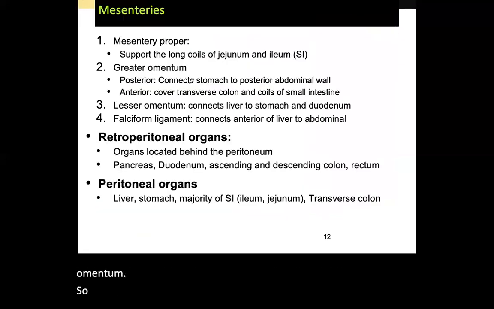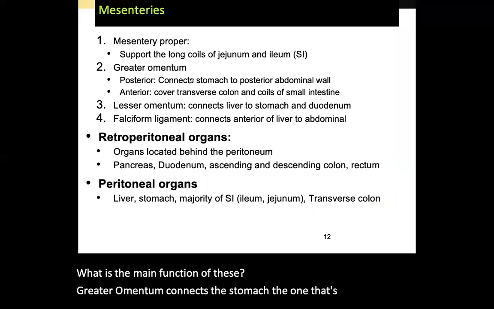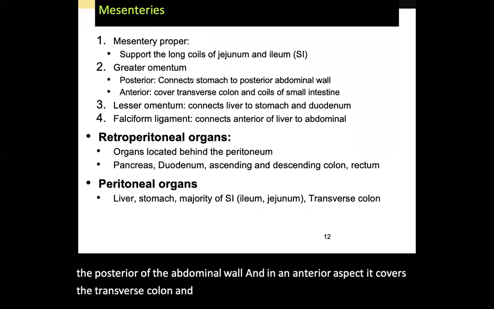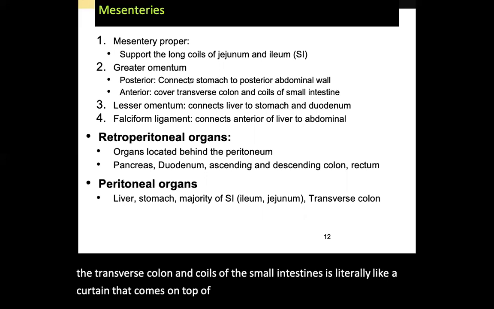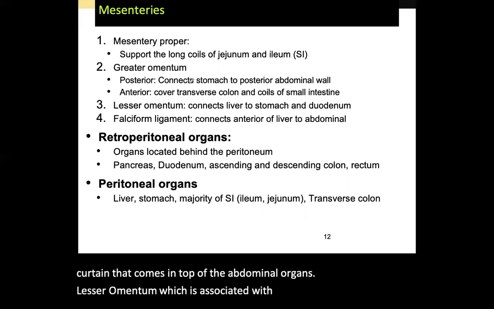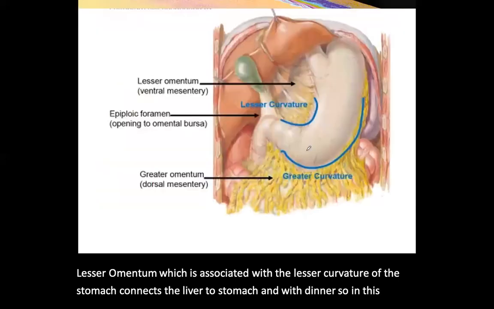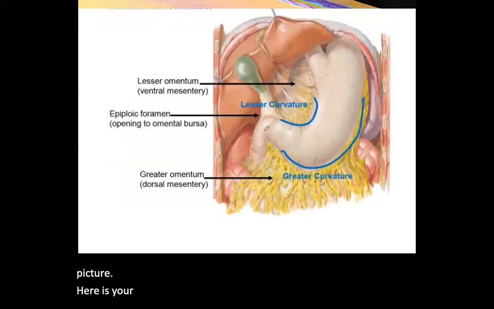So what is the main function of these? The greater omentum connects the stomach, the one that's underneath, to the posterior of the abdominal wall. And in an anterior aspect, it covers the transverse colon and coils of the small intestines. It's literally like a curtain that comes on top of the abdominal organs. The lesser omentum, which is associated with the lesser curvature of the stomach, connects the liver to the stomach and duodenum. So in this picture, here is your liver, the duodenum is down here, and here is your stomach.